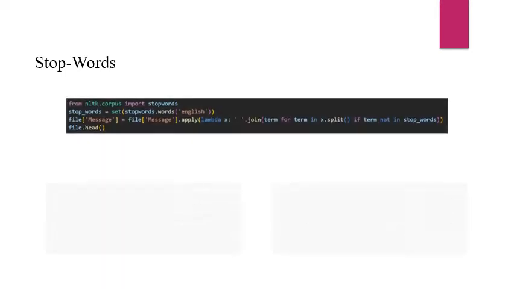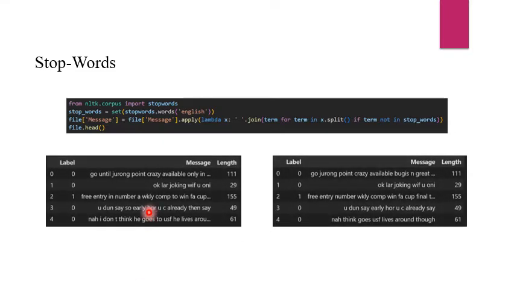So now, what is a stop word? Stop words are words in a stop list which are filtered before or after processing natural language data because they are insignificant. You can see in the messages that words like until, only, in, and to are removed after pre-processing the data. Stop words are removed because they are insignificant in our data.